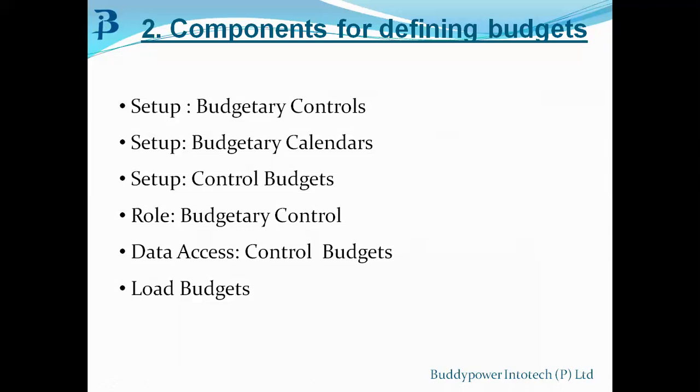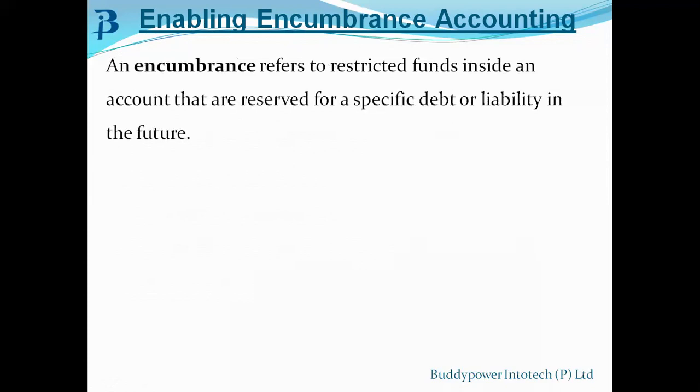Yes, ma'am. Okay, fine. So let's move on to enabling encumbrance accounting. As the formal definition goes, an encumbrance refers to restricted funds inside an account that are reserved for a specific debt or a liability in the future. Like creating a PO, like suddenly you got an extra order as I just gave an example, or keeping enough funds for your payroll. Suppose you got an order and you have to employ more people to complete it, so you'll have to give them salaries also, which was not in your budget. But the encumbrance reserve will take care of that.